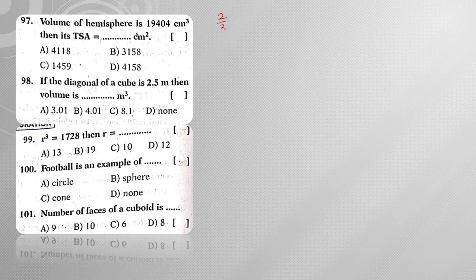Next, 97. The volume of hemisphere. So volume of hemisphere is given by 2 by 3 into pi r cube. So pi I can write as 22 by 7 into r cube is equal to 19404. Now what is he asking? So total surface area. So I need to simplify this to find out the value of r. So r cube is equal to 19404 into 3 by 2 into 7 by 22, right?